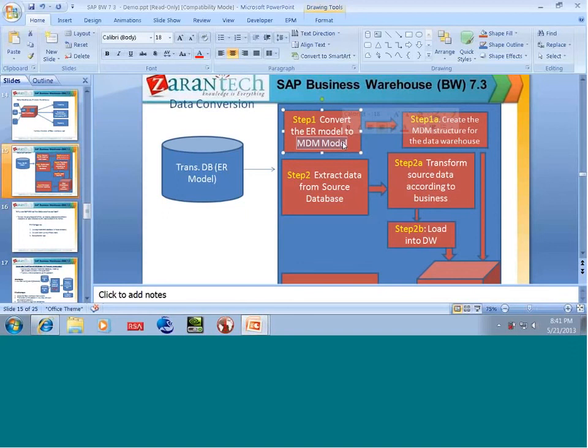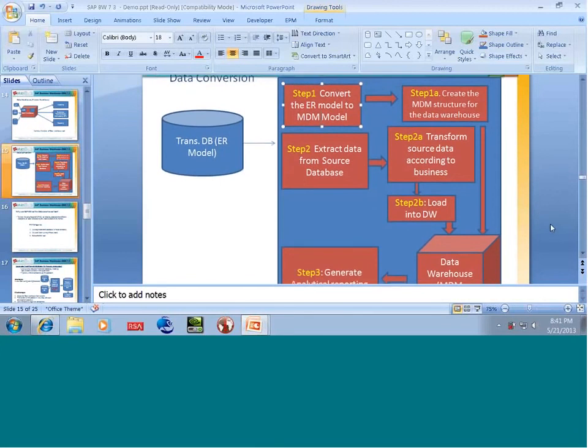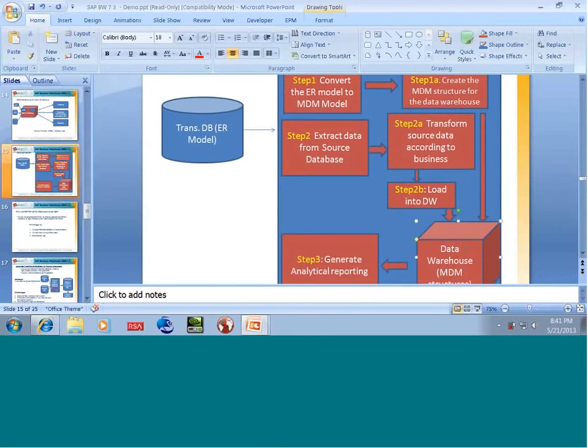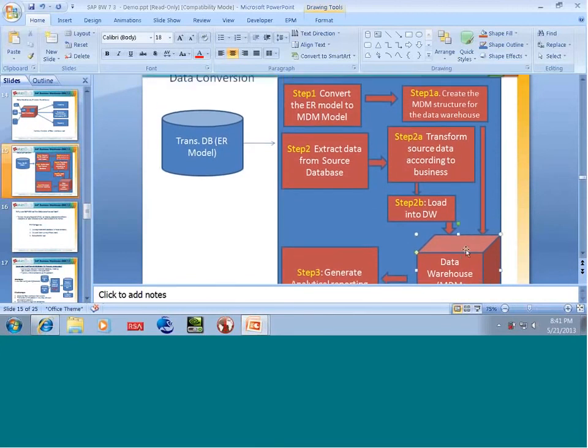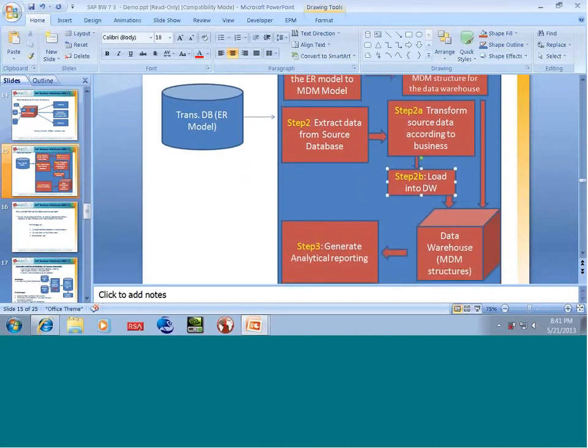So what we do is something called MDM modeling, which is multi-dimensional modeling. Step 1, we convert the ER model into an MDM model. This is the first functionality, which is modeling. We do the modeling, we create the MDM structures for the data warehouse, and we put them in the data warehousing tool as different tables. The second step is we extract data from the source system, transform it according to the business logic, and load the data into the data warehouse.